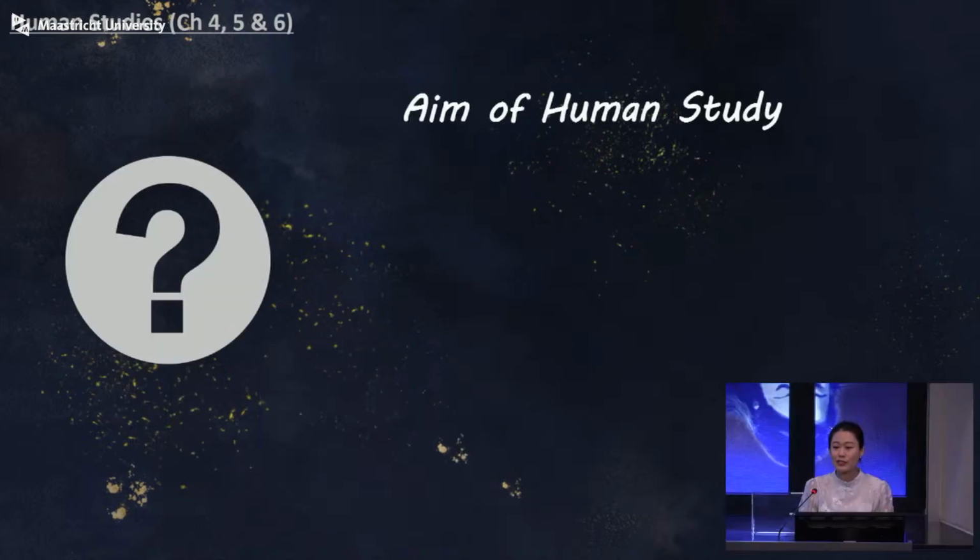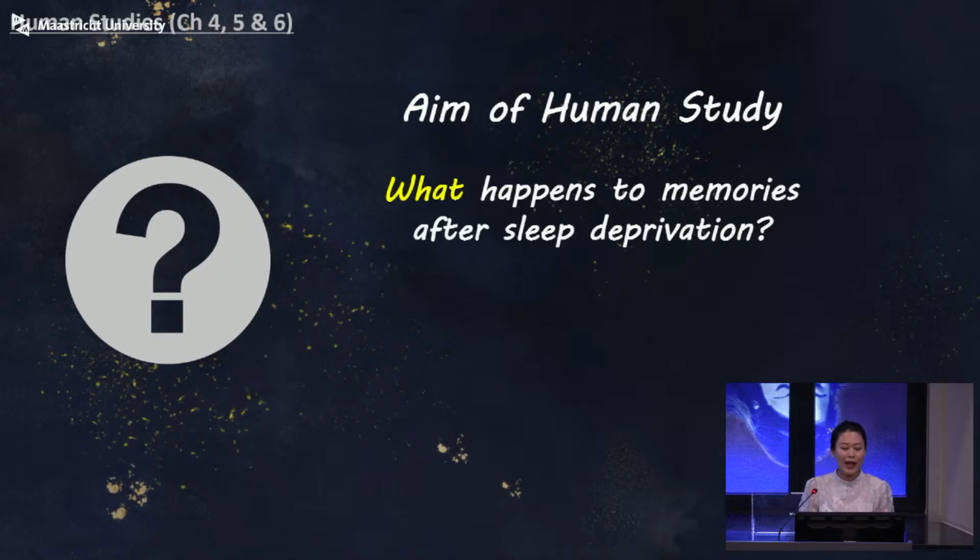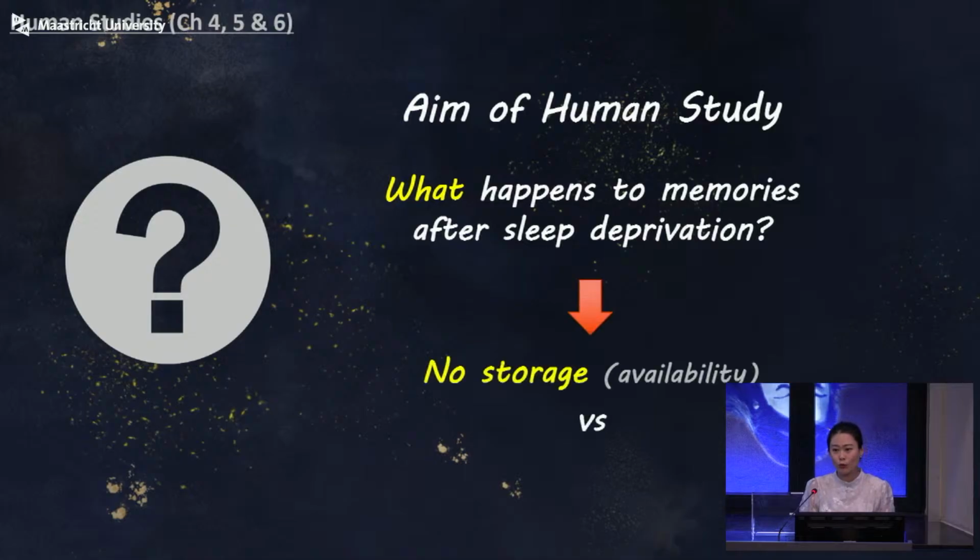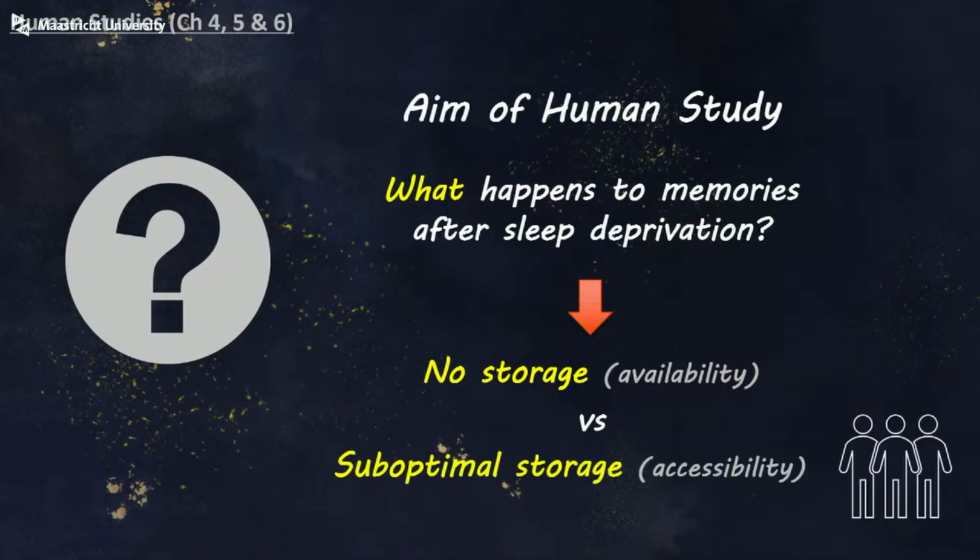After finishing the animal studies, we move on to the human studies. The aim of the human study is to answer an important question. What happens to memory after sleep deprivation? Are they gone because they weren't stored? That is an availability issue. Or are they still there but stored suboptimally? That is an accessibility issue.